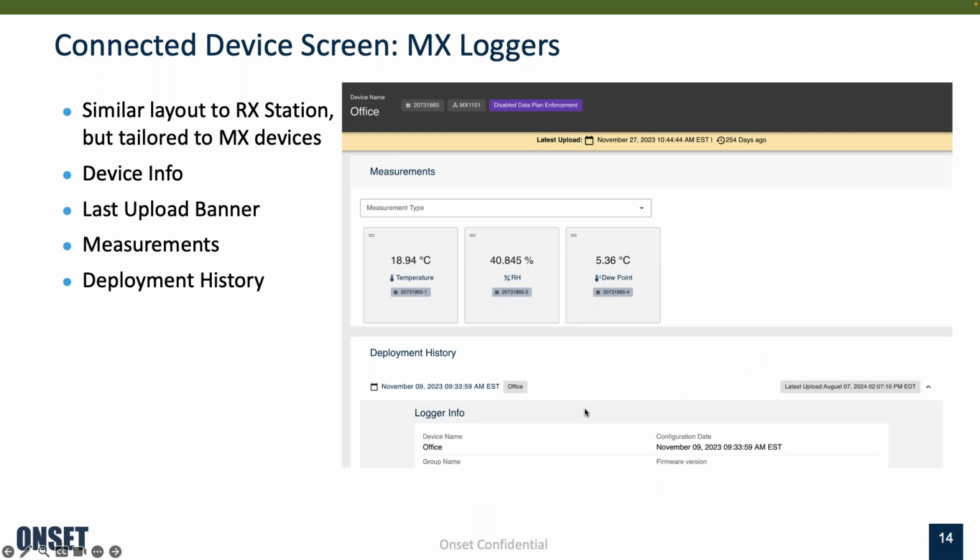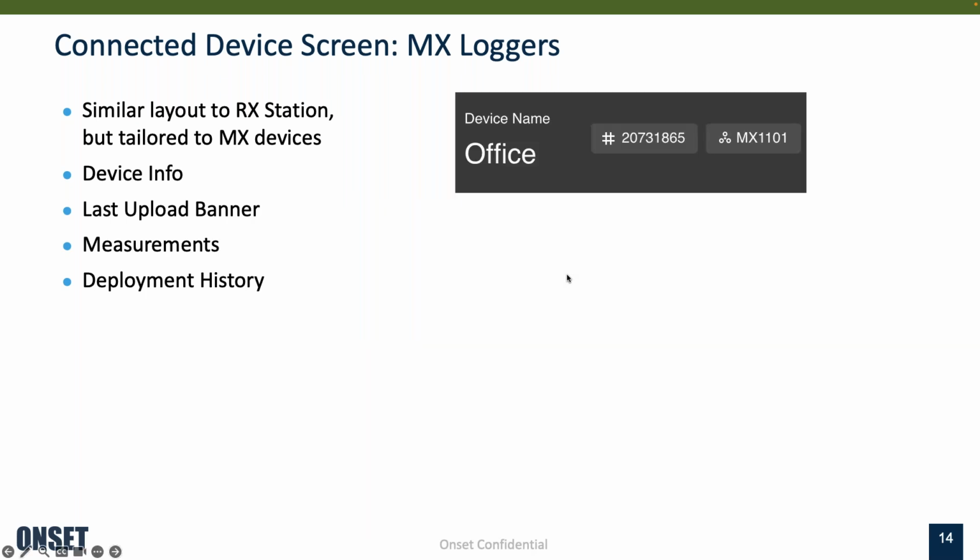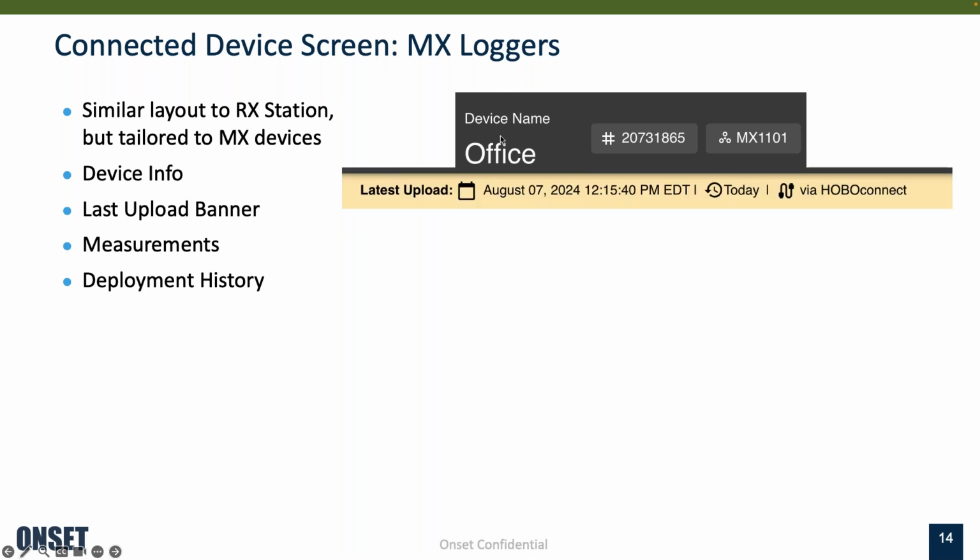We have a similar page that's tailored to MX loggers if you select that tile from the list of devices. Walking through this page, you'll have a similar view on the upper left-hand corner, some high-level information about that device. You'll then see a last upload banner. MX devices frequently connect to HOBOlink on an irregular schedule.